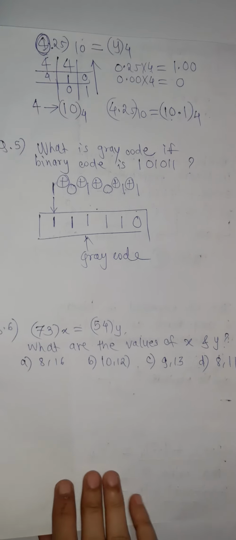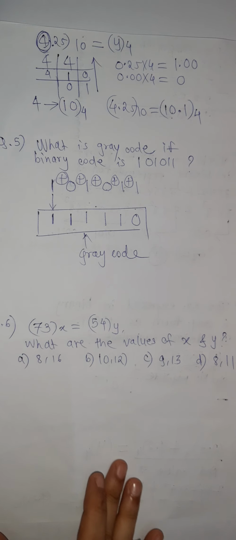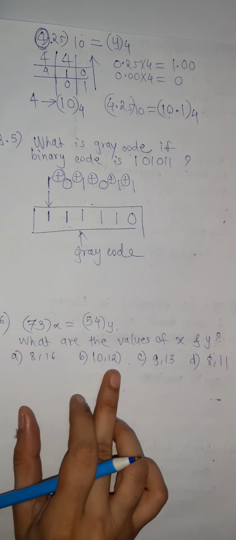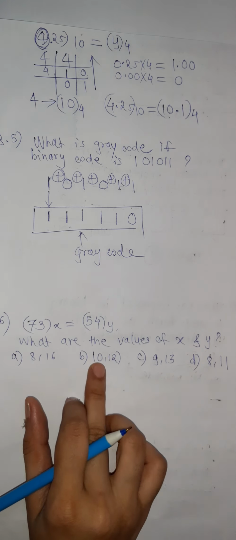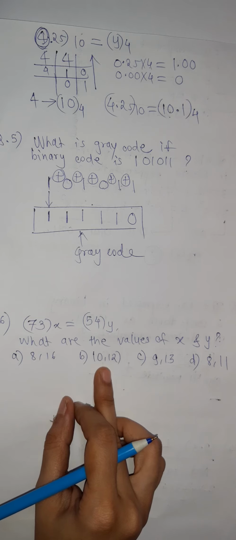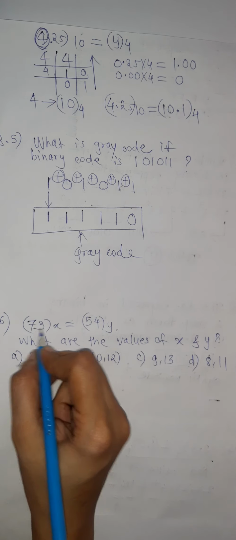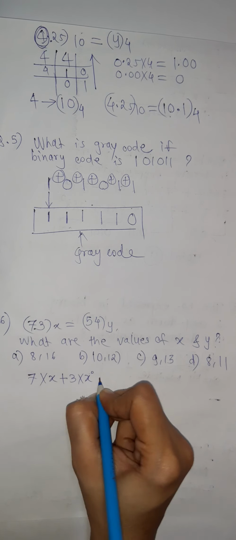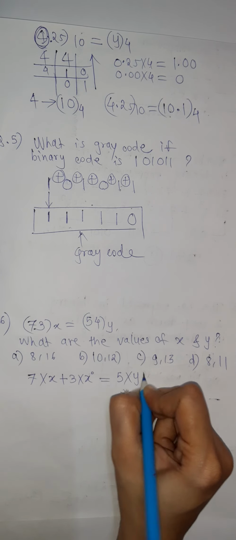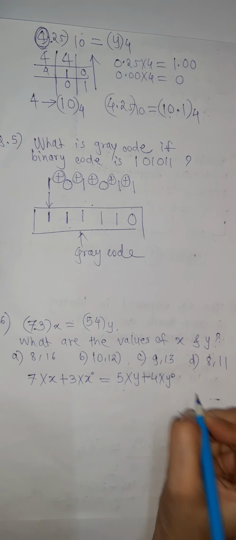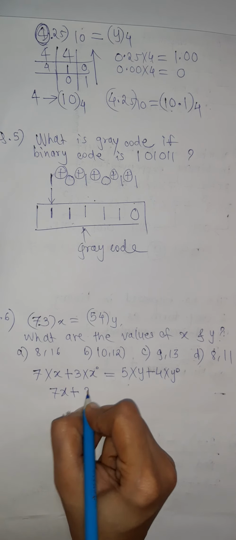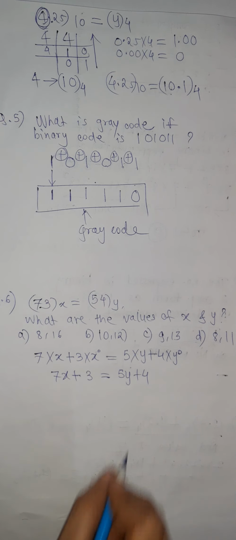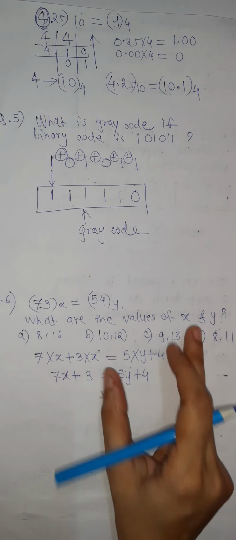Now the next question is 73 to the base x is equal to 54 to the base y. Then what are the values of x and y? Here they have given some options, which makes it easy to solve this example. Now 73 to the base x can be written as 7 into x plus 3 into x raised to 0, is equal to 5 into y plus 4 into y raised to 0. It can also be written as 7x plus 3 equals 5y plus 4. Now we will check option by option which is right for the values of x and y.